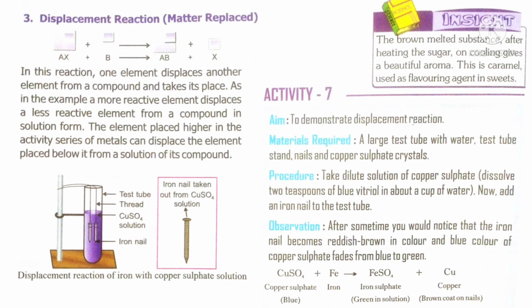We have studied that on heating sugar, we get charcoal, that is carbon, which on cooling forms a sweetly smelled compound, caramel, which is used as a flavoring agent in preparing sweets.